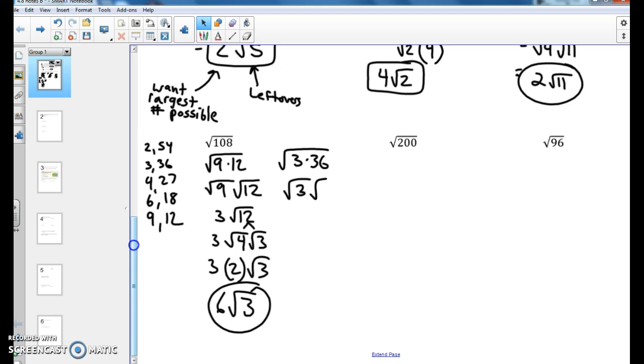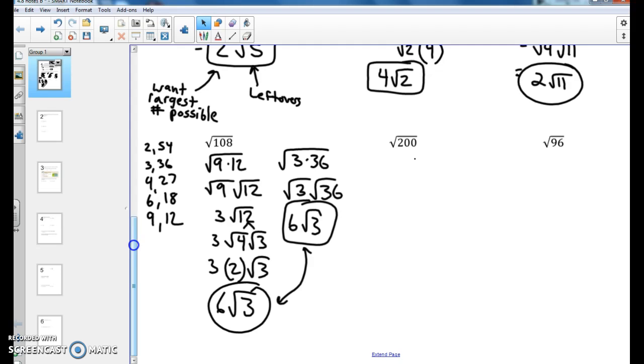You'll get square root of 3, square root of 36. Square root of 3 doesn't change. What's square root of 36? That becomes 6. So check that out. Our answer is the same thing. It's just that it took us a shorter time to get there when we chose a larger square to start with. Okay? Nothing wrong with that.